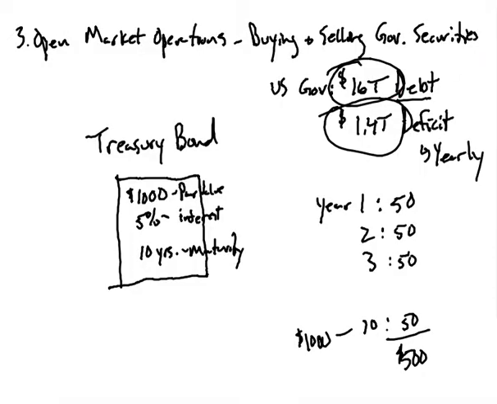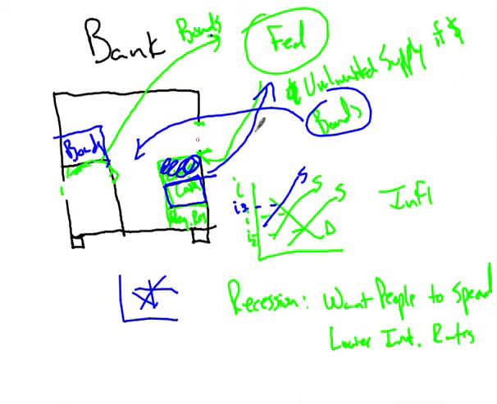open market operations. Remember, this is the bank's vault. Cross that out. Here's the bonds. Here's the cash.